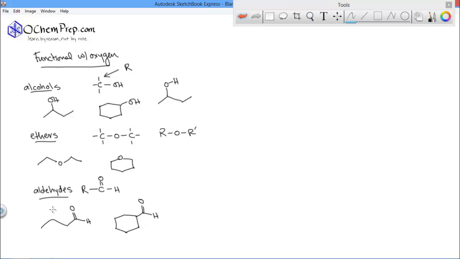So that's an aldehyde. The one that I always do with aldehydes is a ketone. Ketones have the C double bond O sandwiched between 2 alkyl groups. So this would be a ketone, and this would be a ketone. So ketones are in the middle. The next one is the carboxylic acid.